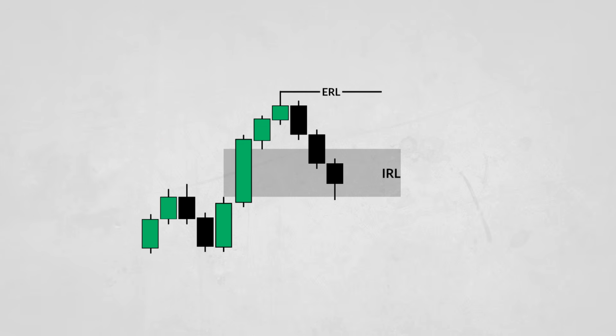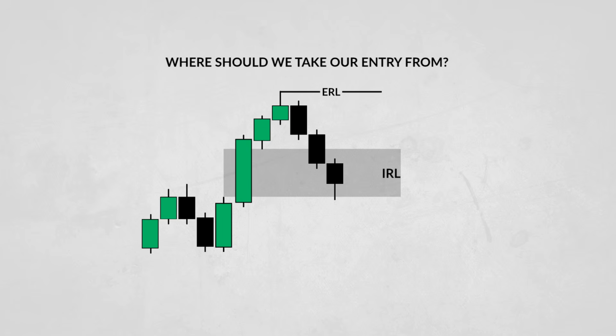Since we know that when price comes into an internal range liquidity, it will almost always target an external range liquidity, the next question is this: where should we take our entry? Should we simply enter at the start of the fair value gap, our internal range liquidity? That can be a good entry, but sometimes the risk to reward just won't be worth it.